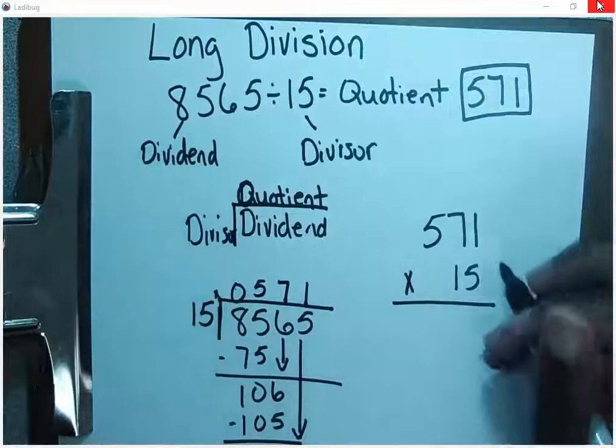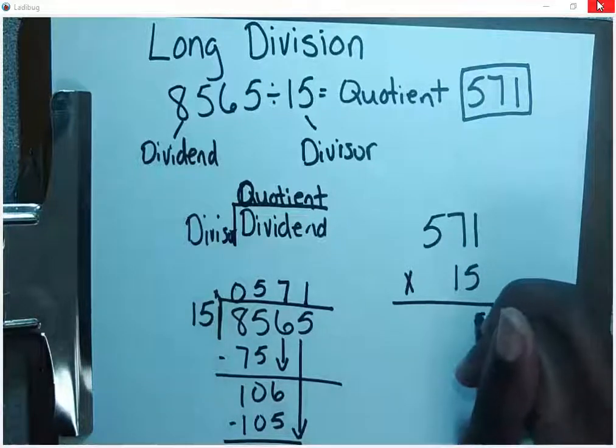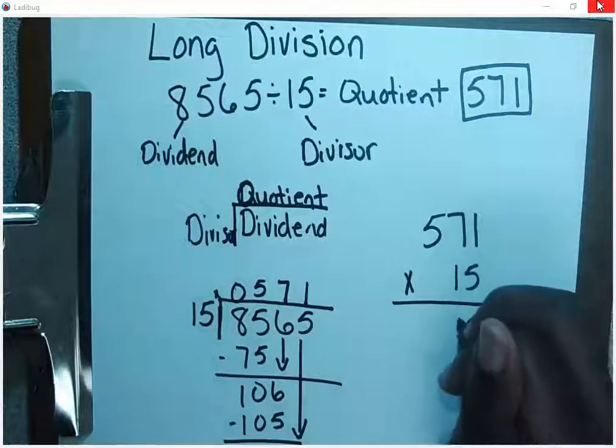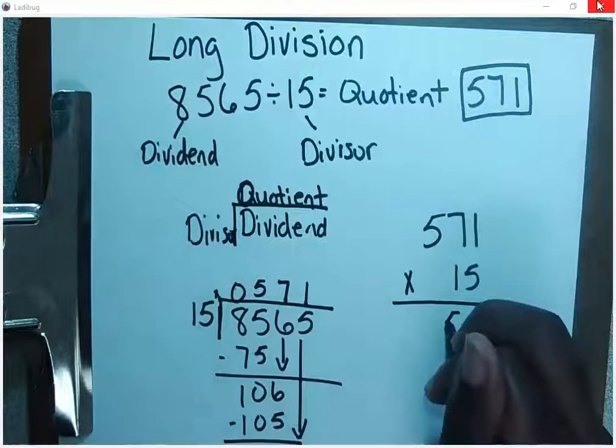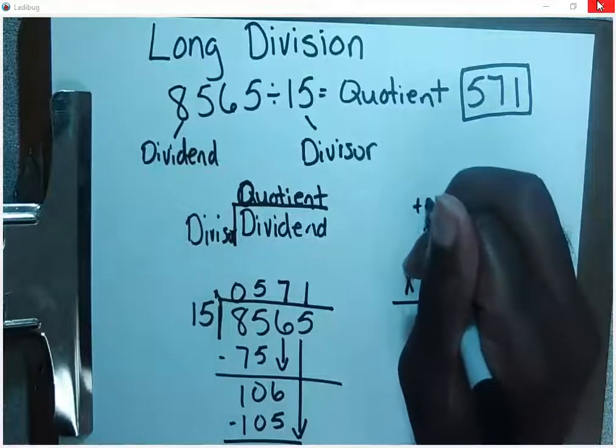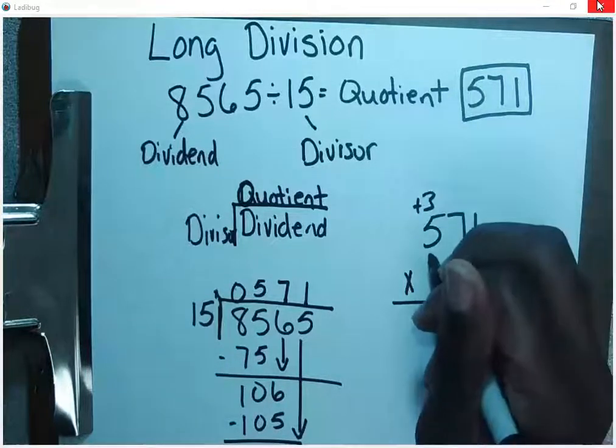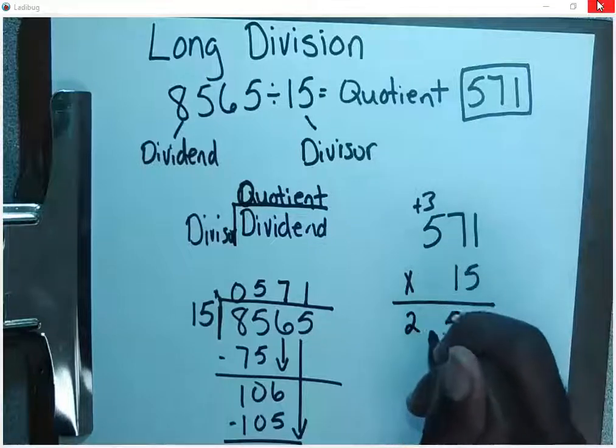Let's see what we end up with. 1 times 5 is 5. 5 times 7 is 35. So my 5 goes here. I carry my 3 over. 5 times 5 is 25 plus 3 gives me 28.